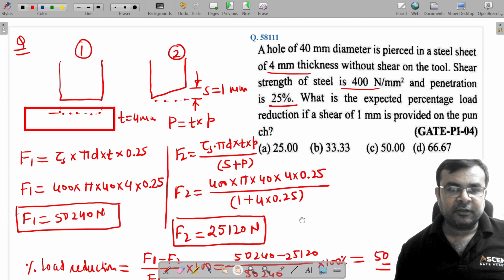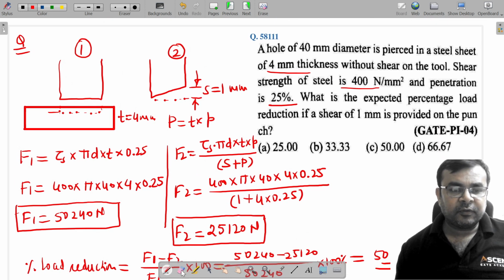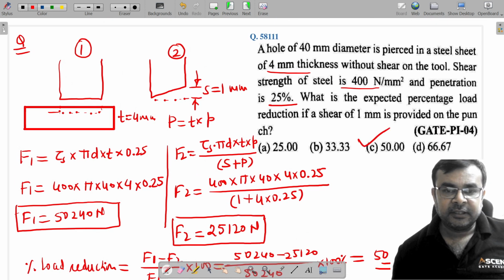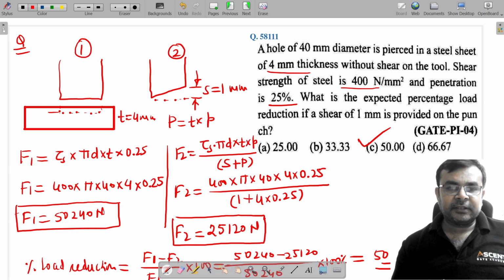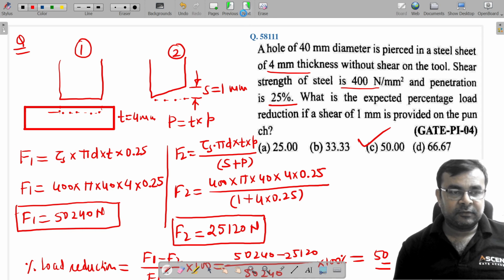50% reduction. Yes or no? So the correct answer for this question is option C. The 50% reduction takes place. It means if you use a sheared punch, then only 50% load is required as compared to the previous one. Is it right?